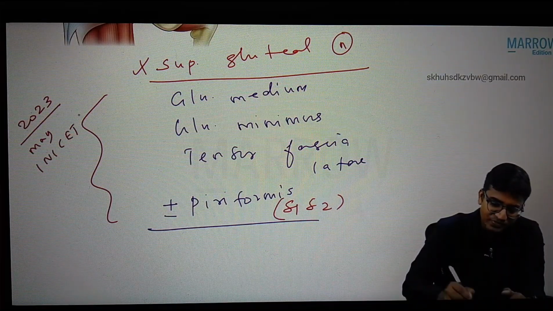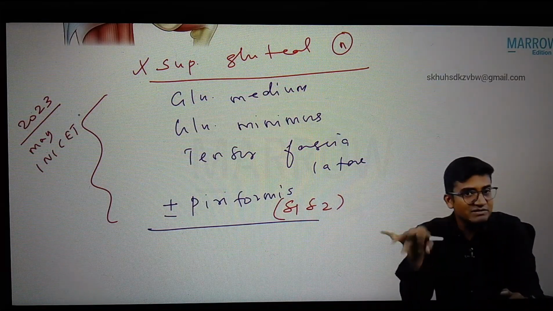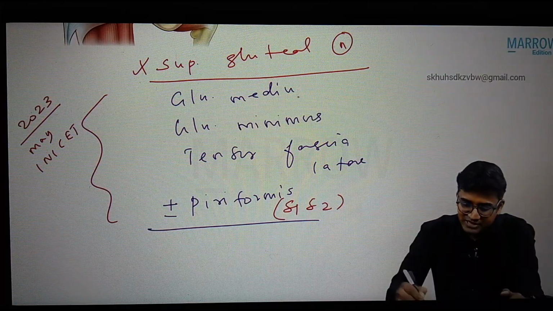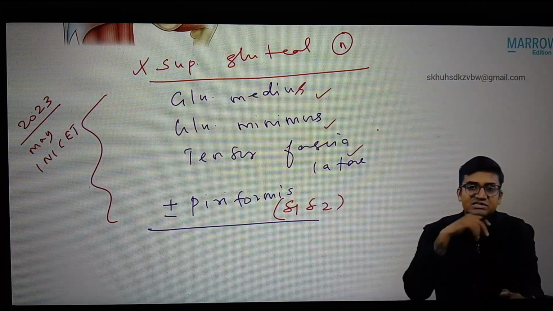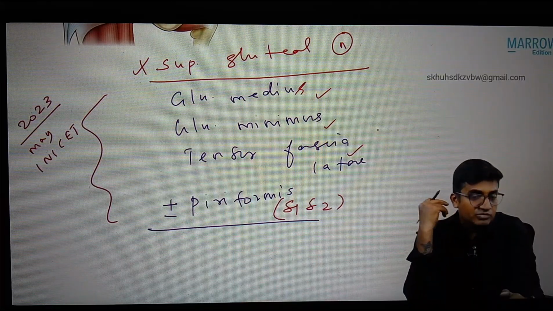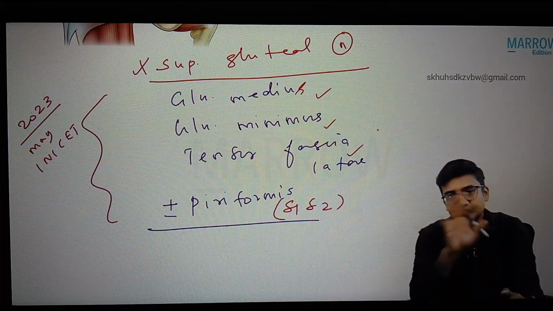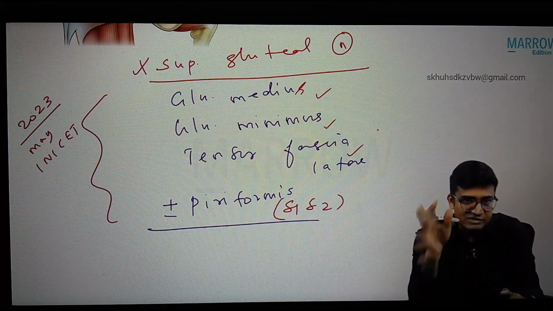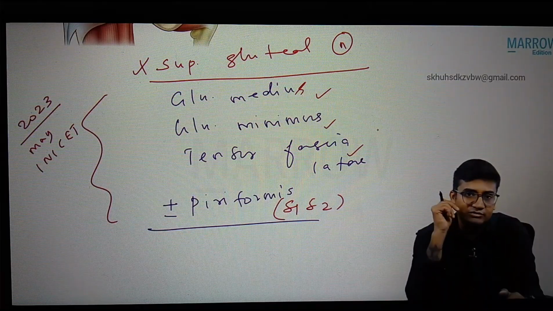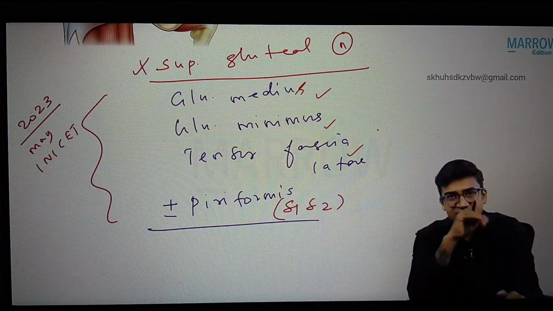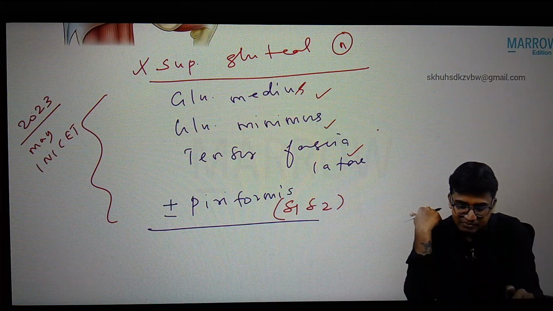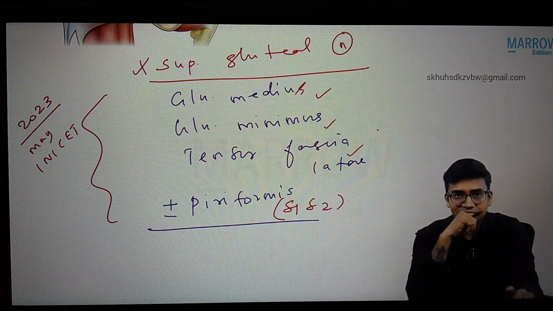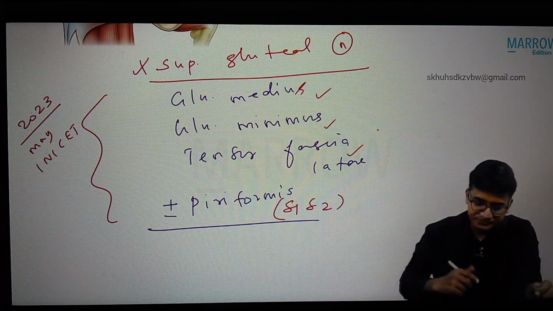They gave this question, and they were asking only 3 muscles: gluteus medius, minimus, and tensor fasciae latae muscle. The same question they will give again for sure, and definitely they will expect you to know the superior gluteal nerve also supplies the piriformis muscle. Please write piriformis as a plus or minus option. It is a muscle supplied by the superior gluteal nerve. So 3 plus 1. Okay.